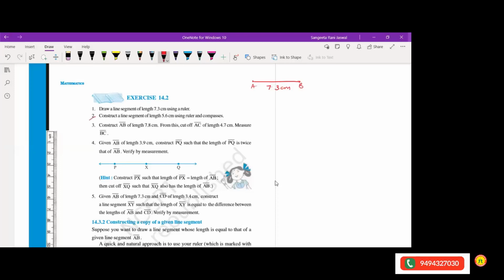Now come to question number 2. Construct a line segment of length 5.6 centimeters using a ruler and compass. How will you make a line segment of 5.6 using a ruler and compass? Make one big line first. Write the starting point as A. Now, on your compass, measure 5.6 centimeters.